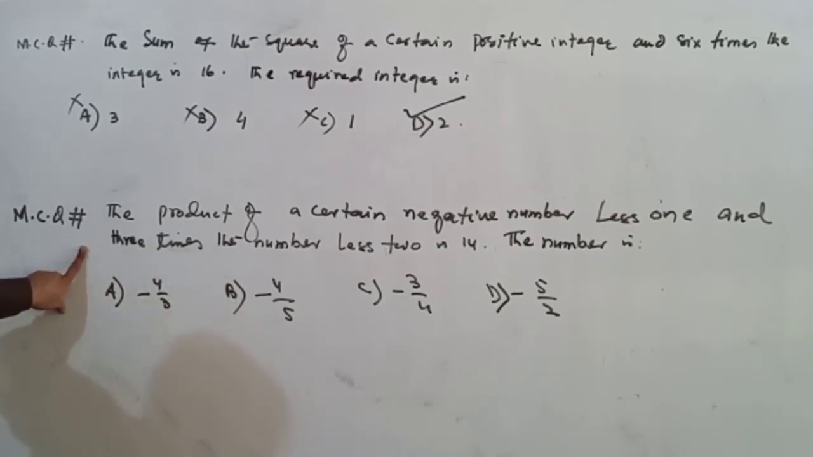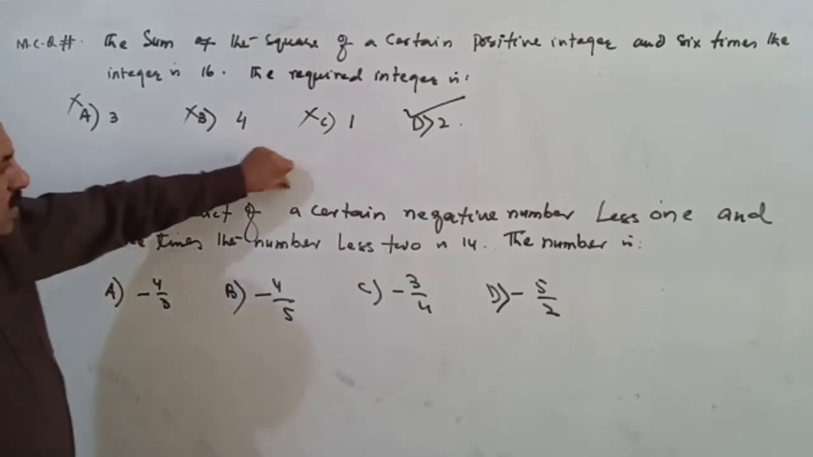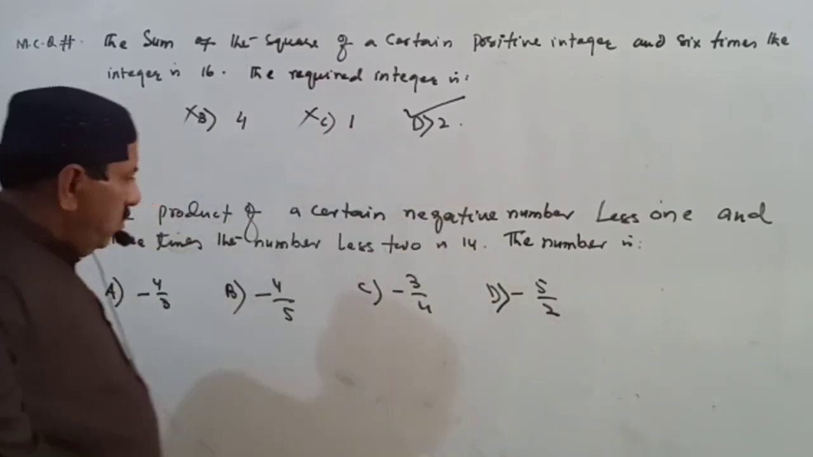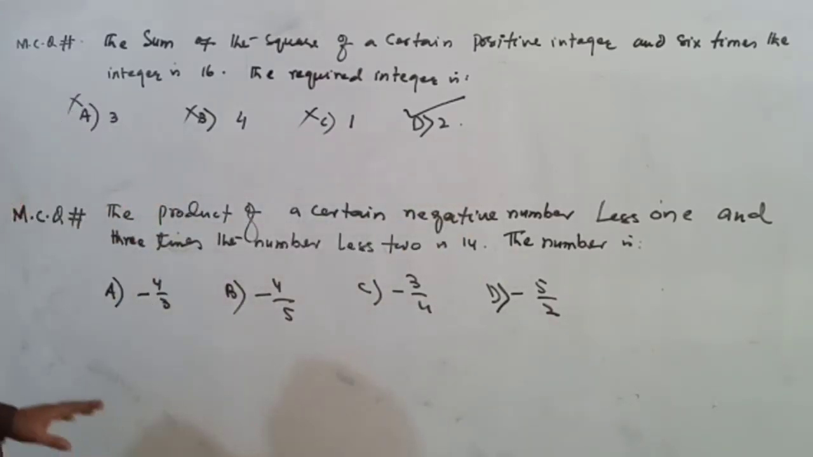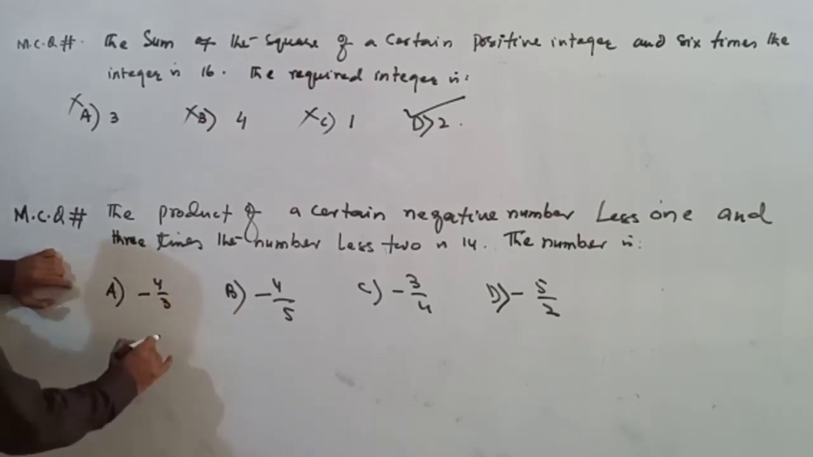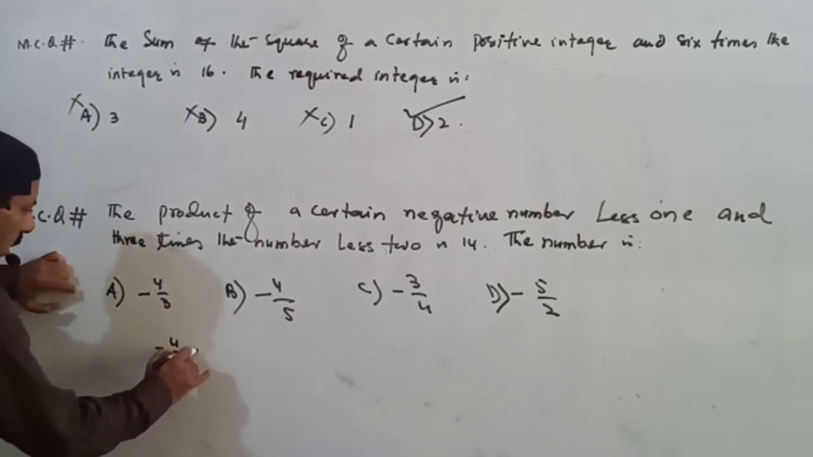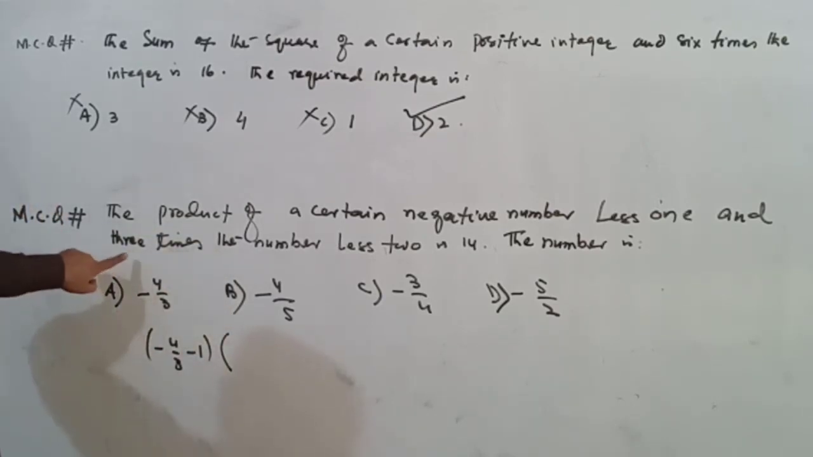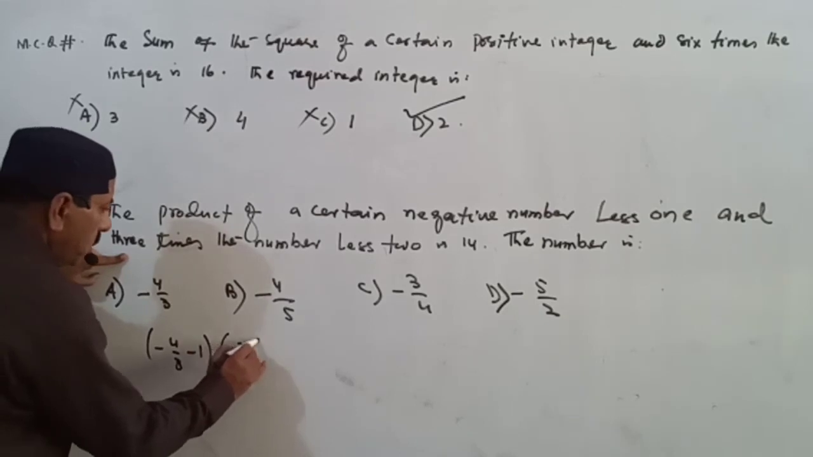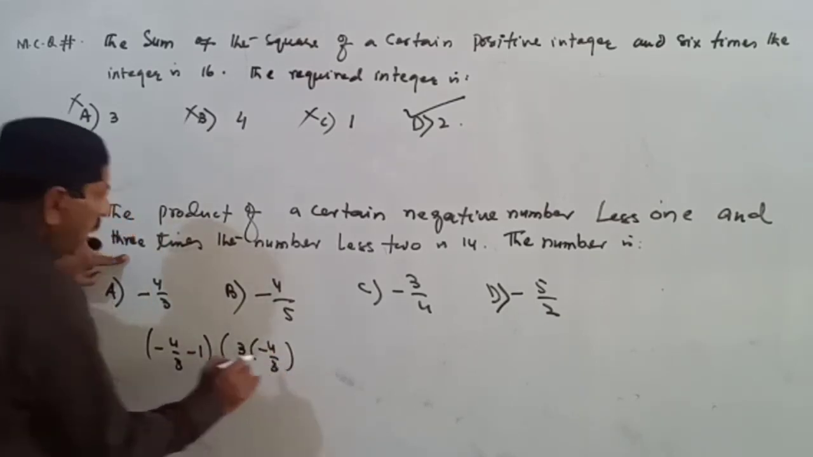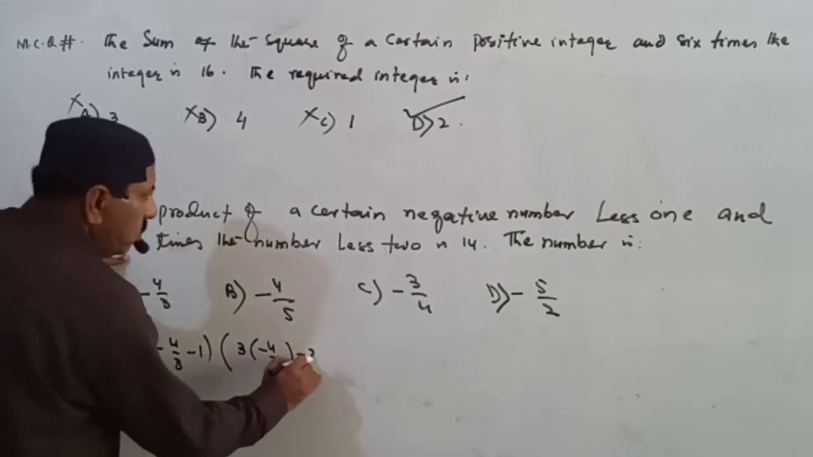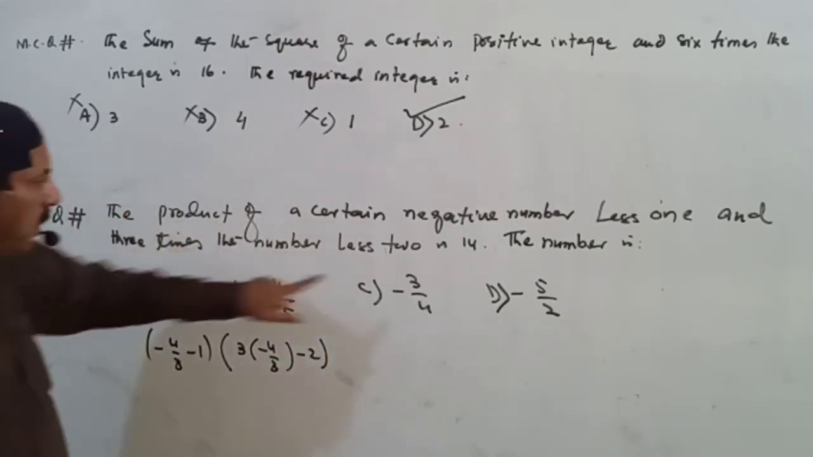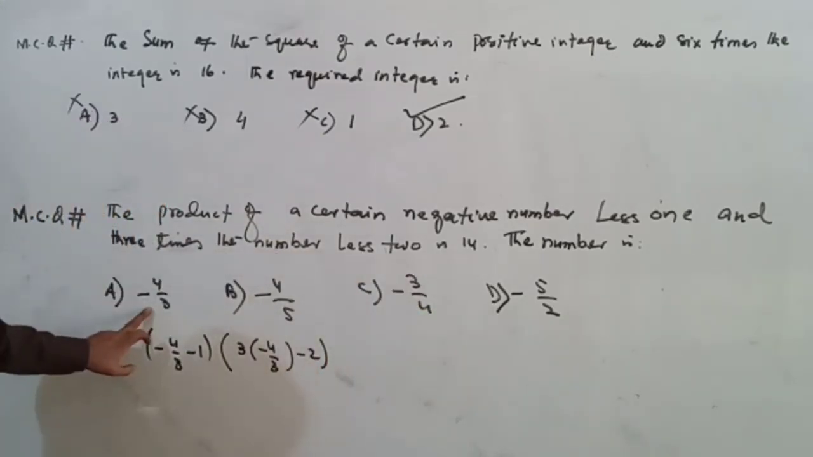MCQ next. The product of a certain negative number less 1. Check the number minus 4 upon 3: minus 4 upon 3 less 1 means minus 1. Okay. And 3 times, 3 into minus 4 upon 3, less 2, minus 2. If the result is 14, then the number is correct.